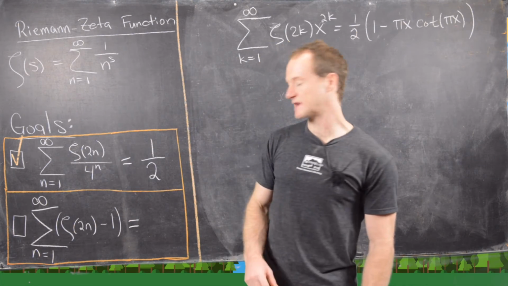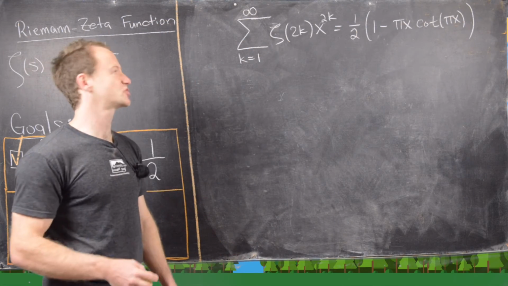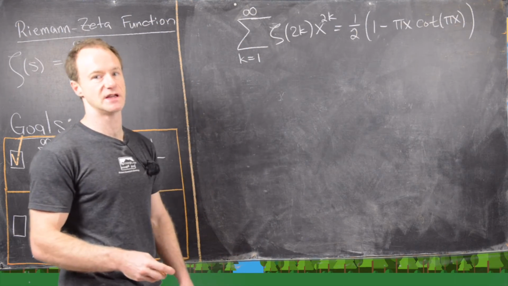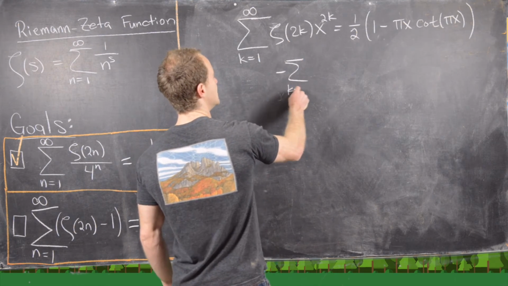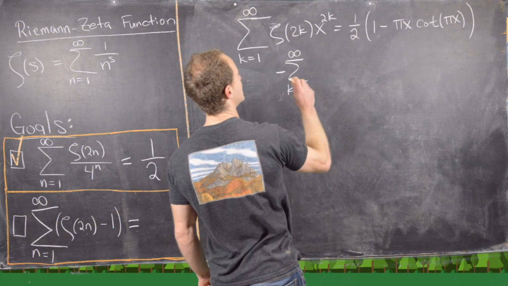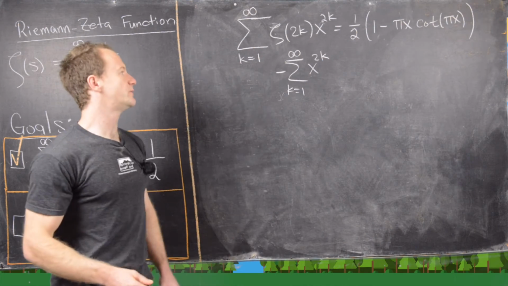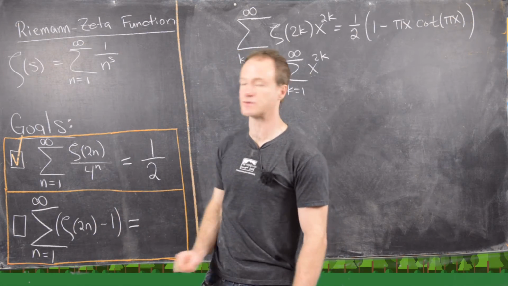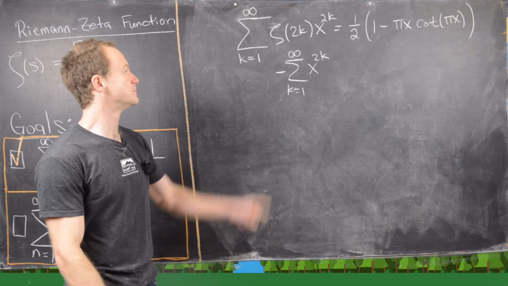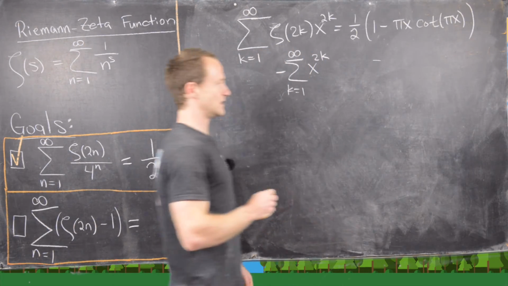Okay, so now for the second formula, we're going to start with our generating function, and we're going to subtract something from both sides of the equation. So from this left-hand side of the equation, we'll subtract the sum k equals 1 to infinity of x to the 2k. And now notice when we put those together, we'll get something that looks like the left-hand side of this would-be formula that we're deriving. And then we're going to do the same thing to the right-hand side of the equation.